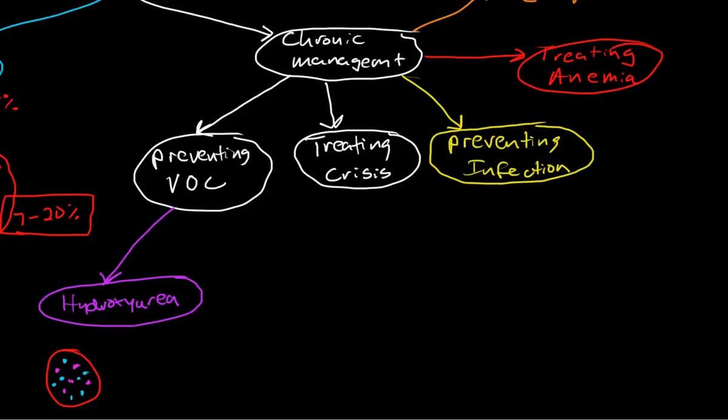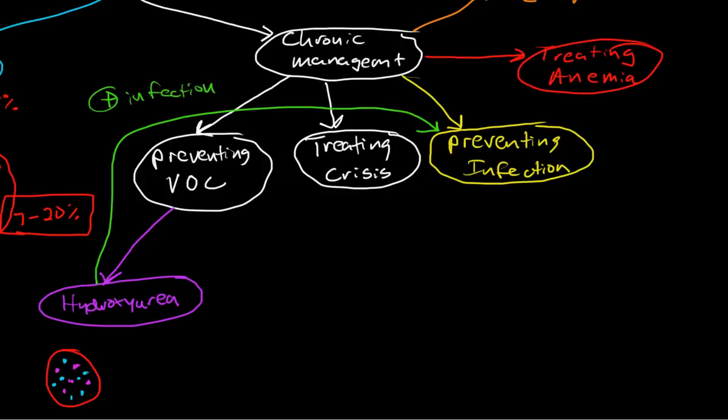Now, unfortunately, hydroxyurea affects all bone marrow cells and is a bone marrow suppressant, and giving hydroxyurea significantly increases the chance of infection. So it's something that you need to consider very carefully, and you need to increase your modalities for preventing infection even more.